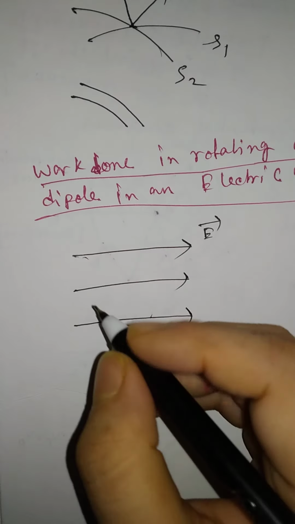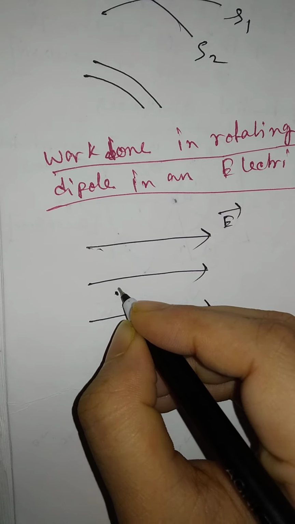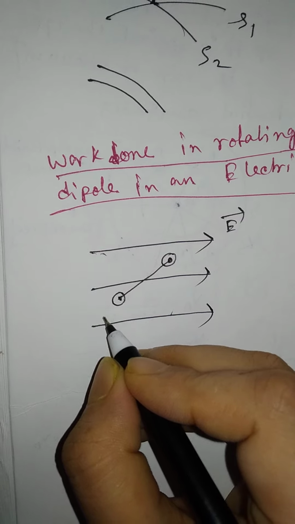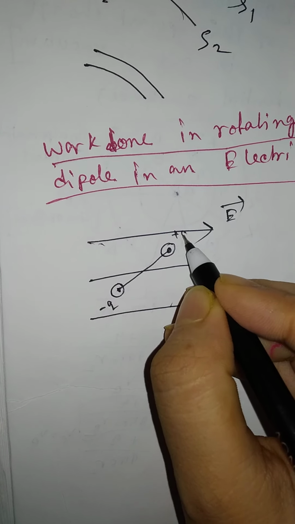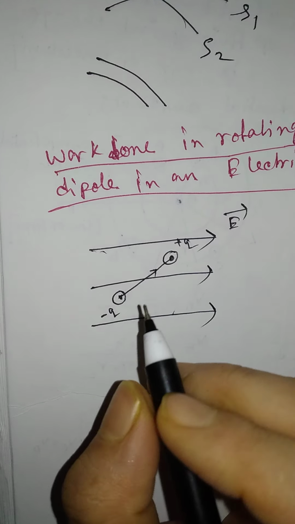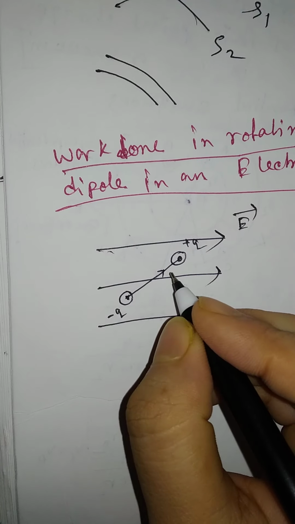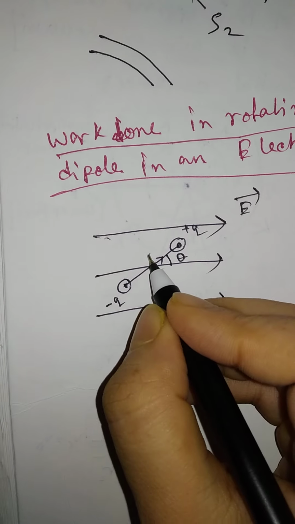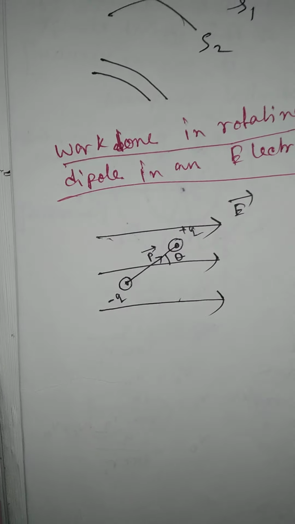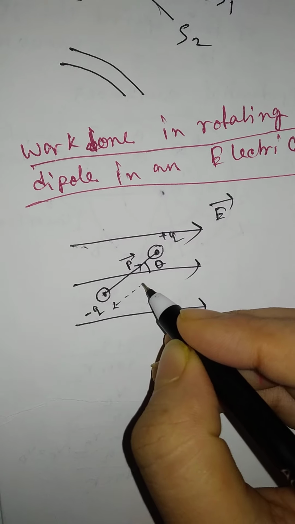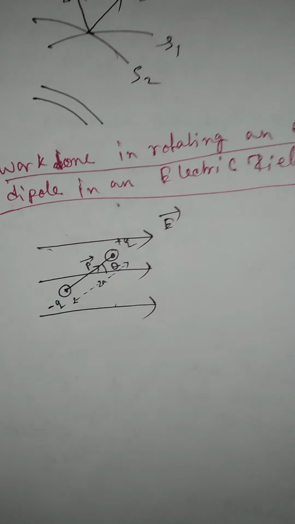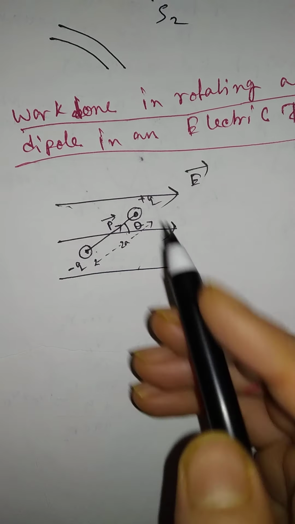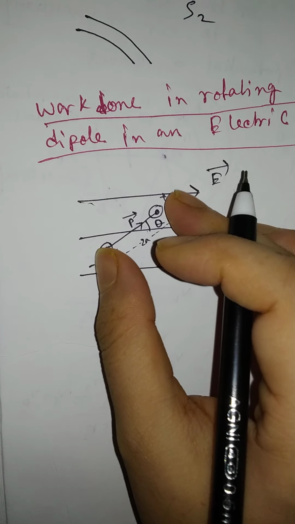Okay, so if there is a dipole of dipole moment P, and suppose this dipole makes angle theta with this electric field. This is the direction of the dipole moment, and the length of this dipole is suppose 2a. So the dipole makes angle theta with this electric field, and this is the initial position of this dipole.